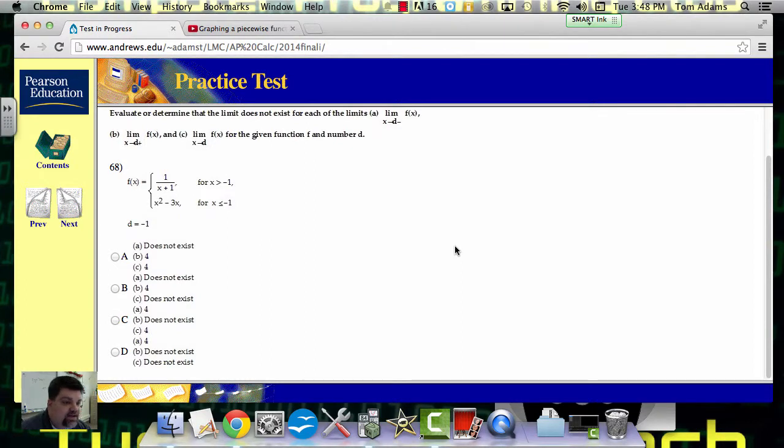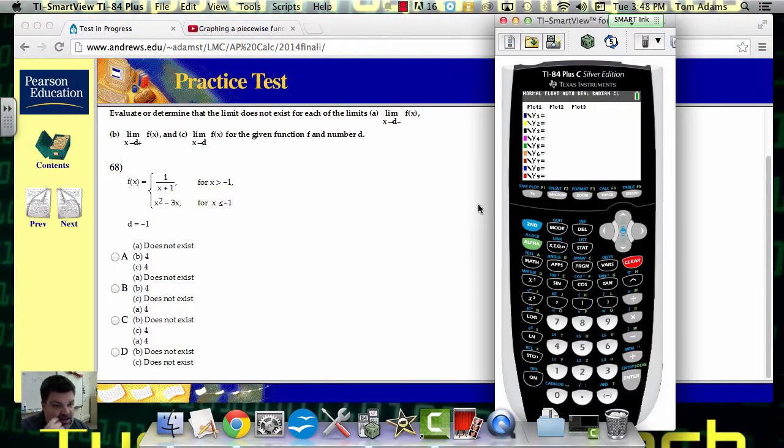For 68, we're asked to graph this piecewise function and then determine if it has a left-sided limit, a right-sided limit, and then if those two equal one another, it should have a two-sided limit. Now, it's a piecewise function, and I think since we are in AP Calculus, I can show you guys how to graph piecewise functions in the calculator.